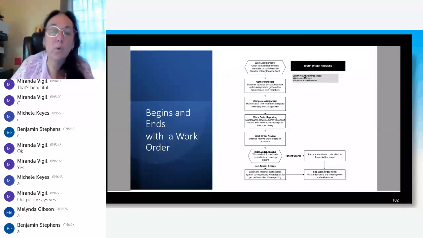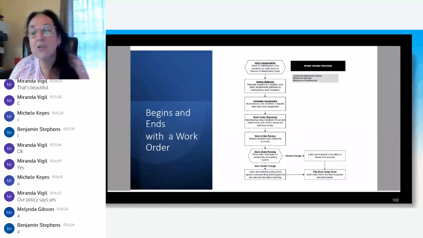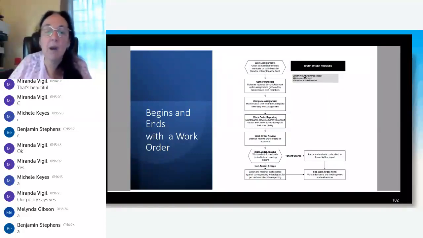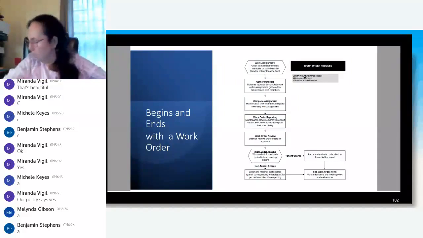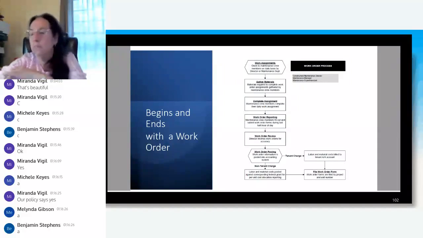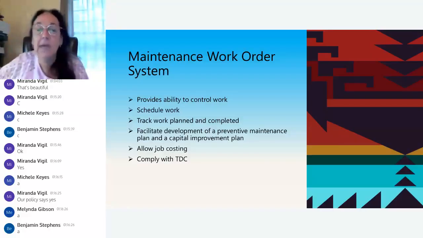For the work order posting, the work order information is posted into an accounting system. Is there going to be a tenant charge? Labor and material costs are billed to the tenant A&R account. A non-tenant charge, the labor and material costs are posted against a corresponding federal grant per unit cost allocation reporting, and then you file that work order form. Work order forms are filed by project and unit number. So that's a sample work order policy, how you deal with that.